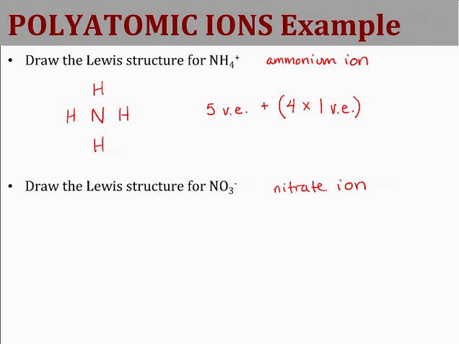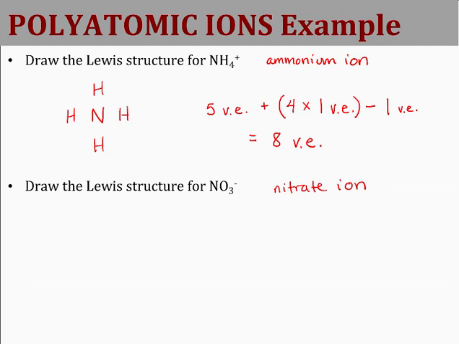And now we want to take the positive charge into account. Now that positive charge tells us we're missing an electron. So we're going to subtract 1 electron because we lost it somewhere along the way. So that minus 1 valence electron will take into account that positive charge. So that will tell us that we have, let's see, 5 plus 4 minus 1, so that will be 8 valence electrons.